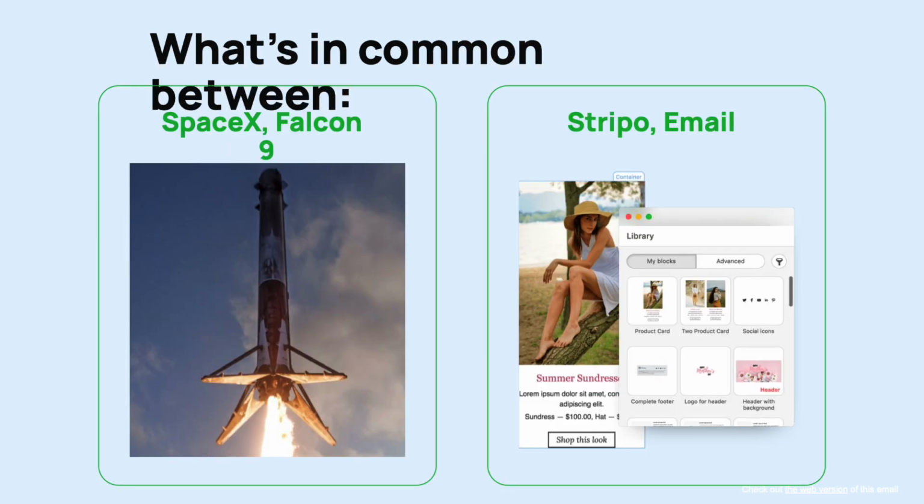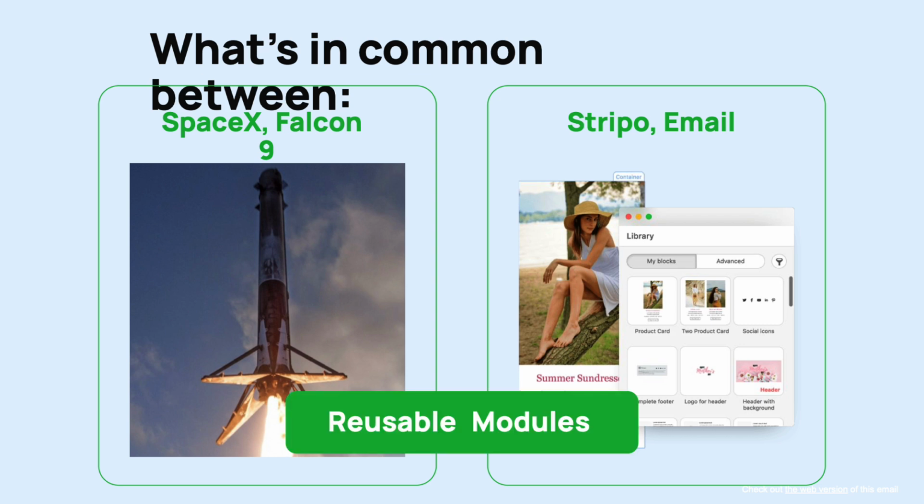So we at Stripo, I would say, what is in common between rocket science, SpaceX Falcon 9, and email? Reusable modules. Because SpaceX reuses the rocket every time; you maybe heard of the Falcon Heavy. They launched the first model the first time, and they just refill and reuse again. We can do the same with the module.